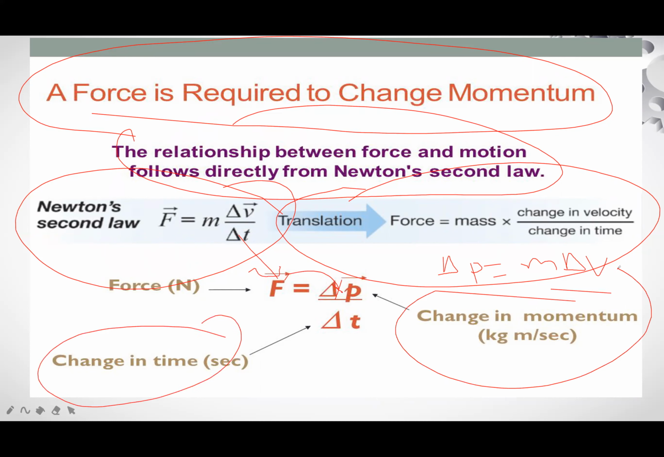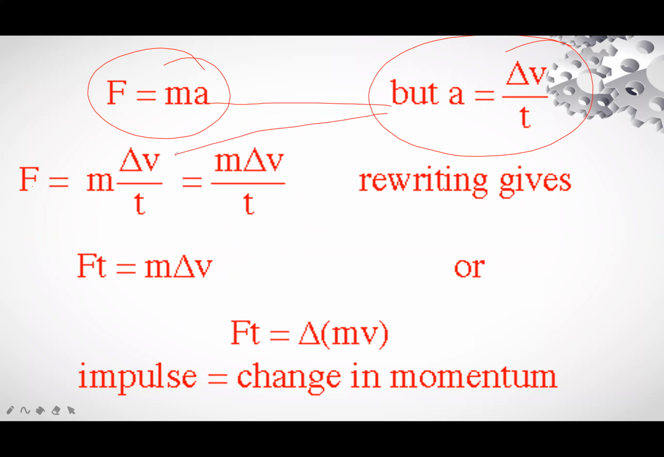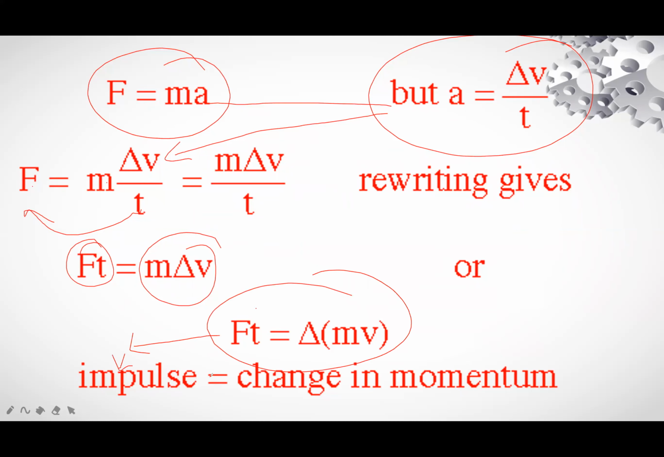Change in momentum. F is equal to ma, second law. This is the definition of acceleration. So F is equal to, by definition of acceleration, we write this. t is multiplied here, Ft is equal to m del v. This Ft is called impulse. This is equal to change in momentum.